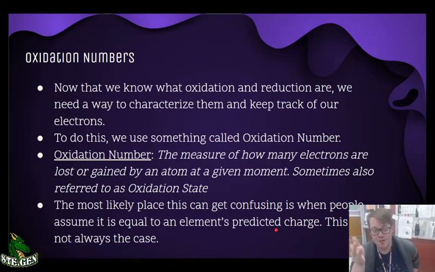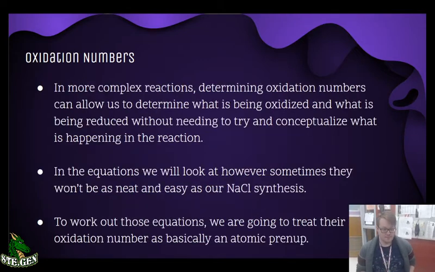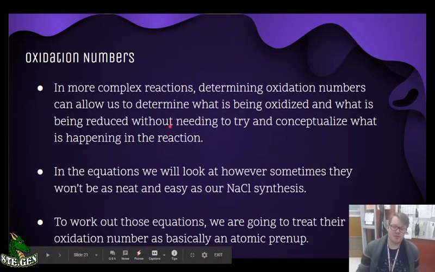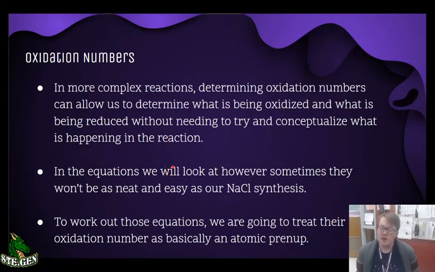There is a set of certain elements where it is equal to their expected charge, but for certain elements you have to look at what it's attached to determine what the charge is going to be. In more complex reactions, determining oxidation numbers can allow us to determine what is being oxidized and what is being reduced without actually needing to draw pictures and try to circle dots and see where they go. In the reactions we're going to look at, however, sometimes they won't be as neat as that, so we can't do that little sketch thing to figure it out. This is going to be a lot easier on those more difficult problems.